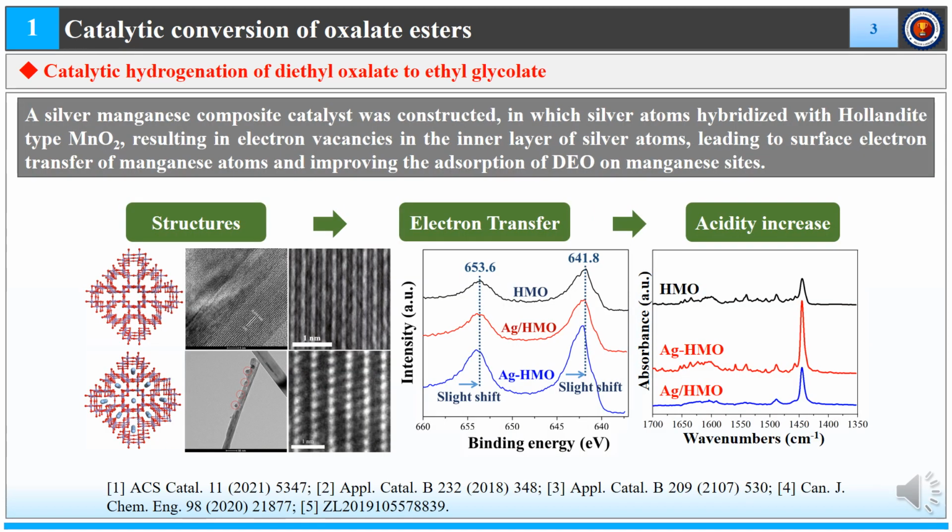A silver-manganese composite catalyst was constructed in which silver atoms hybridized with a holandite-type manganese dioxide, resulting in electron vacancies in the inner layer of silver atoms, leading to surface electron transfer of manganese atoms and improving the adsorption of DEO on manganese sites.